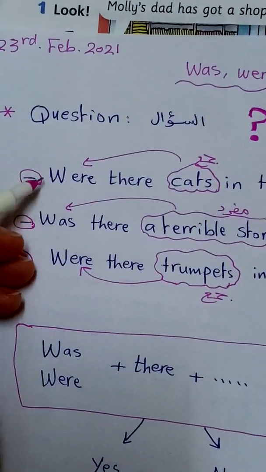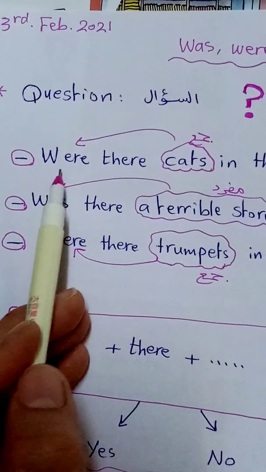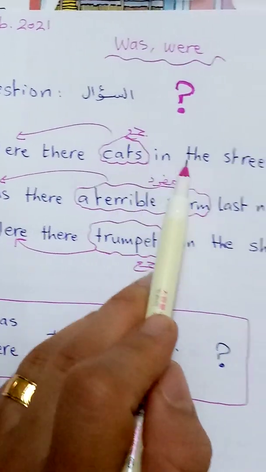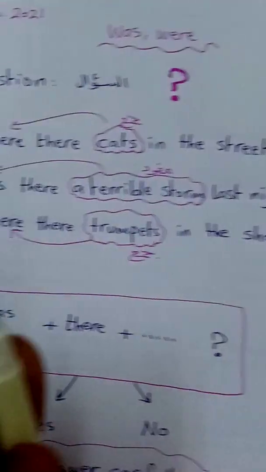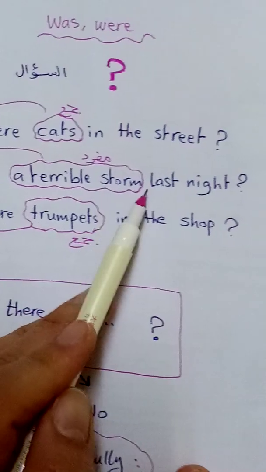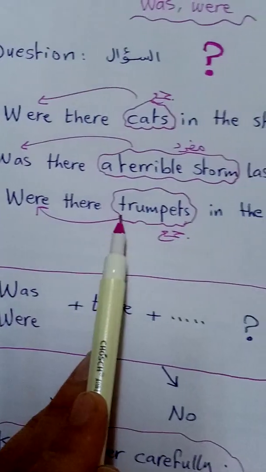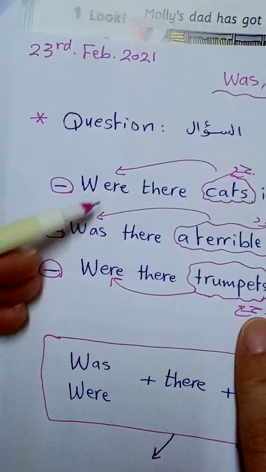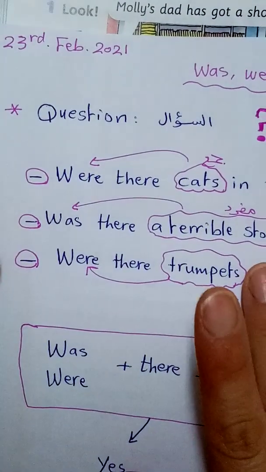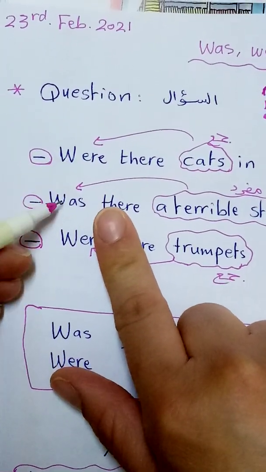Now I will read these three questions for you. Okay. Number one, were there cats in the street? This is a question. Number two, was there a terrible storm last night? Number three, were there tramps in the shop? Now, if you notice here, you have three questions. And we start our questions with were or was.